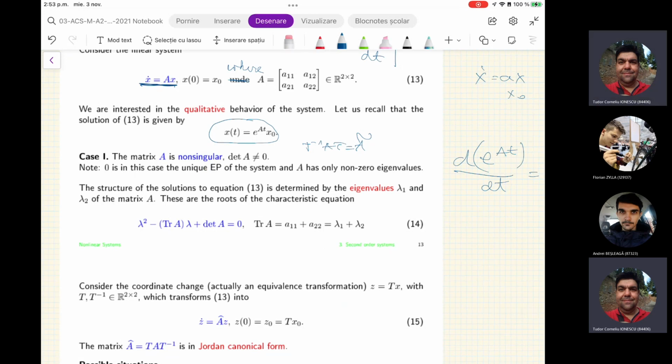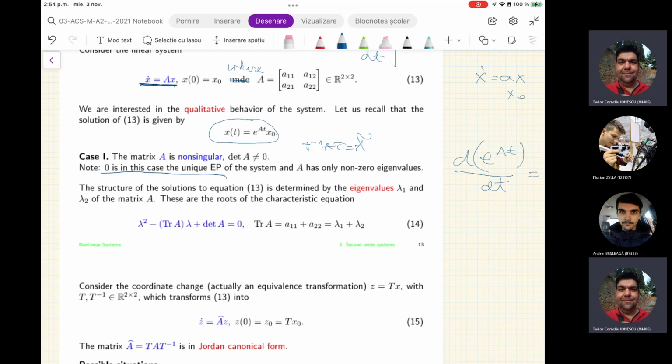First of all, consider that the matrix A is non-singular, so it's invertible, hence its determinant is non-zero. Okay, in this case, the unique equilibrium point of x dot equals Ax is the origin. So 0 is the unique equilibrium point of the system. And of course, since the determinant is non-zero, A has only eigenvalues different from 0.